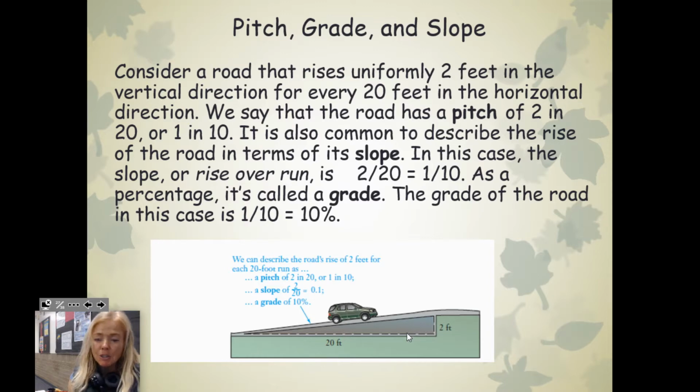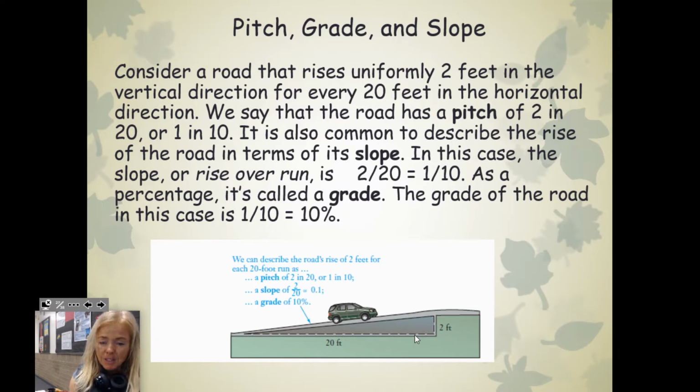And sometimes we reduce it because for every 10 feet, you're moving up 1 foot, and then another 10 feet, another 1 foot. So we say the road has a pitch of 1 in 10 in most cases. It is also common to describe the rise of the road in terms of its slope. And we know that slope is rise over run, which has a rise of 2 and a run of 20. So 2 over 20 reduces to 1/10.